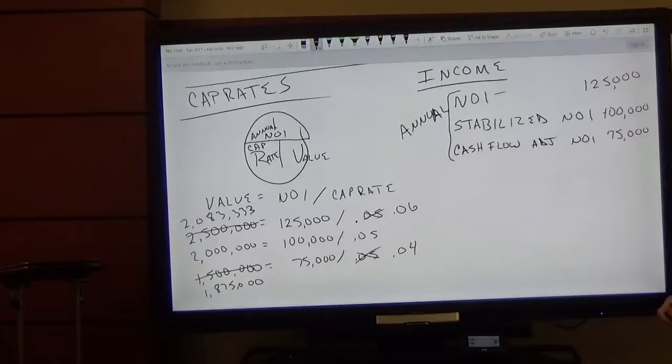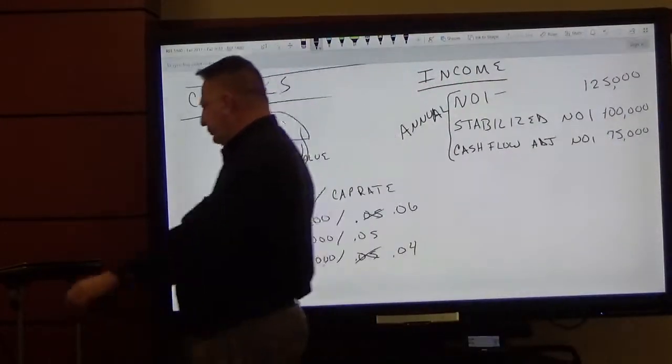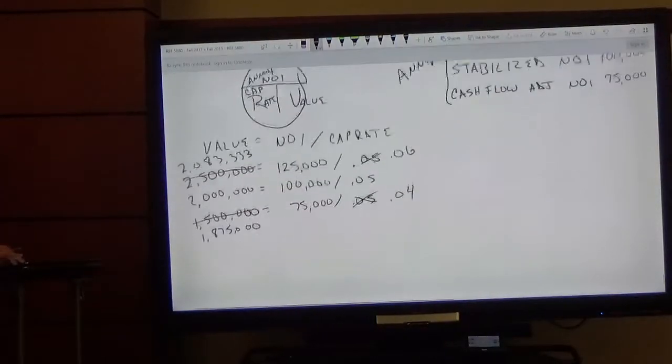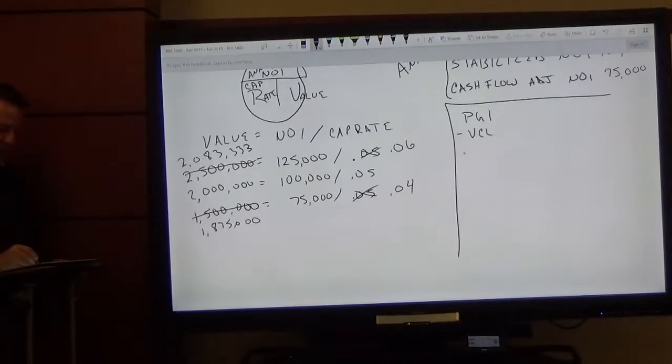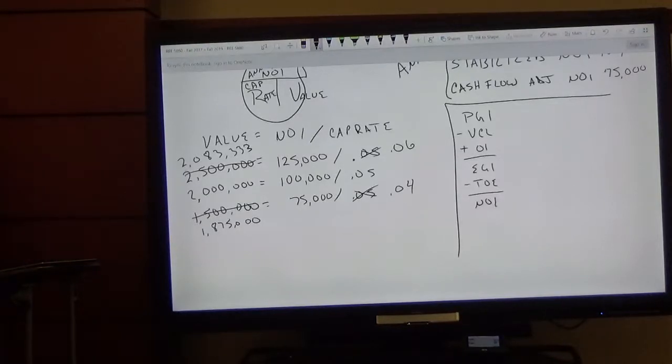Okay, because if you remember, to get down to NOI, we're starting up here with potential gross income, we're subtracting out vacancy and collection losses, we're adding in other income, that gives us effective gross income, we're subtracting out total operating expenses to get us down to NOI. Now, a lot can potentially be manipulated in that process.